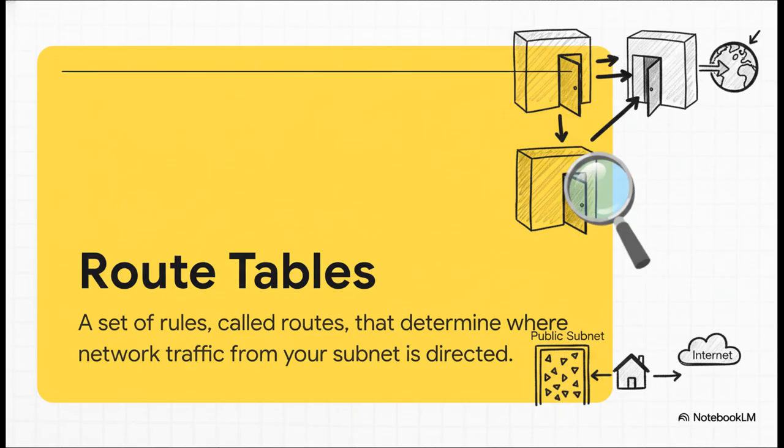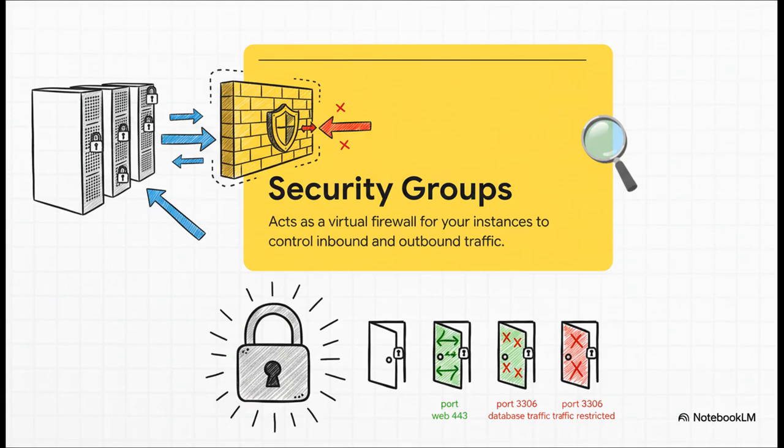So how does traffic figure out how to get from one room to another, or how to find the front door? Well, that's the job of the route tables. A route table is basically the map of hallways and doorways for your network. It's just a set of rules that says, hey, if traffic wants to go here, send it through that door. A route table is literally what makes a public subnet public, by giving it a rule that points to the internet gateway.